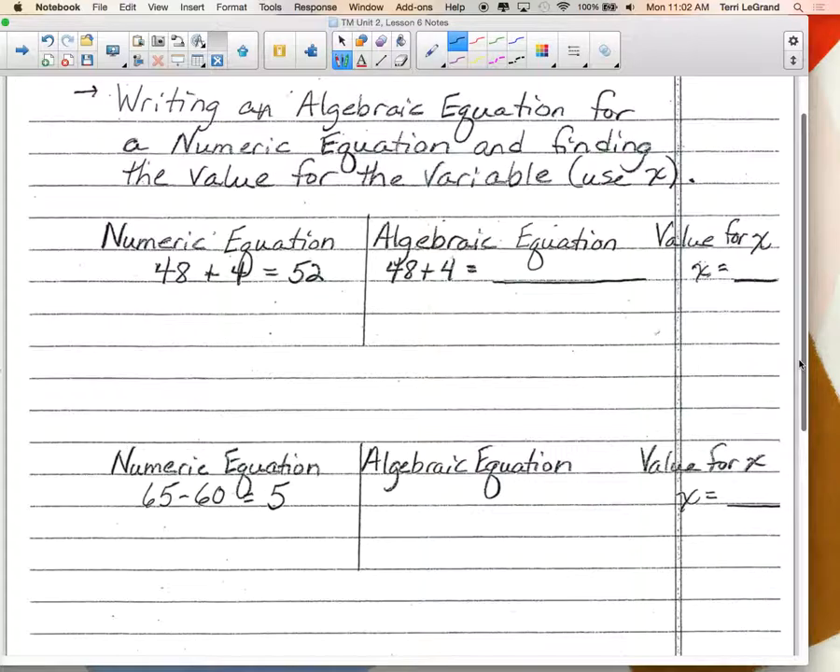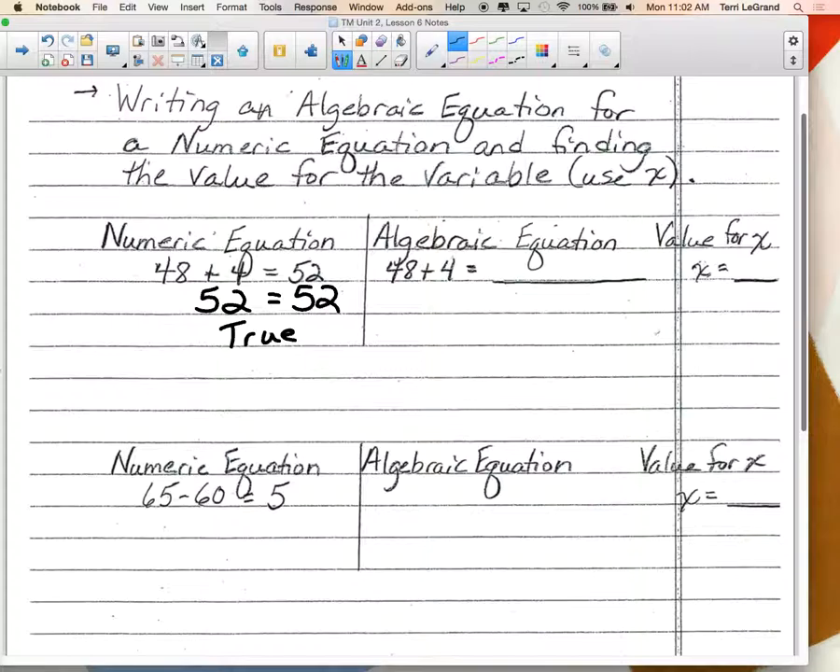So our numeric equation is 48 plus 4 equals 52. Let's make sure that that's true first. 48 plus 4, what is that? 52. Okay, because the other side is 52 or because it really is 52? If you add 4 to 48, you really do get 52, don't you? So this is true.